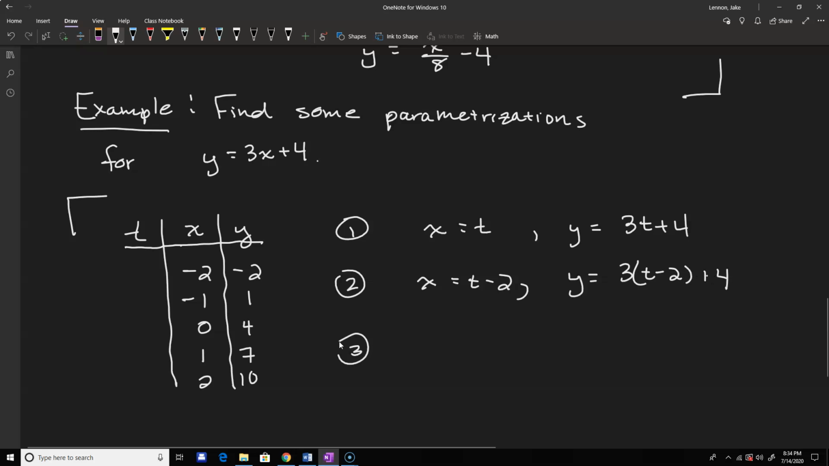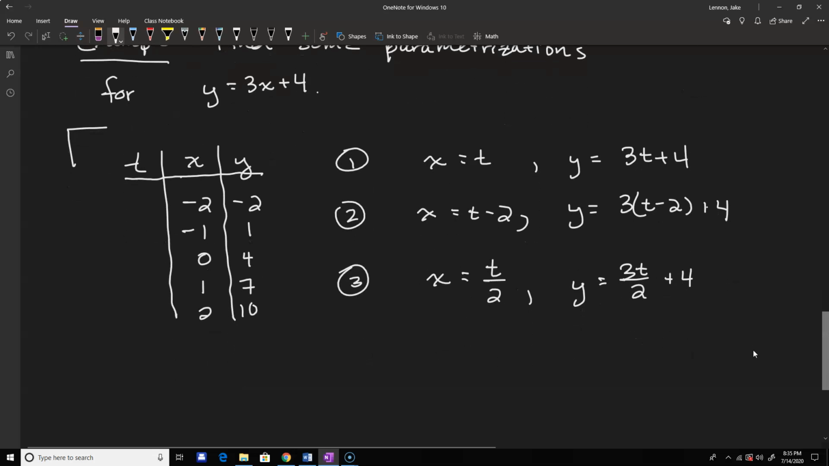What's another example of a linear change? Say we wanted x to move more slowly. So let's say we do t divided by 2. Then what would happen to y? Well, again, we'd just be replacing the t in equation 1 with t over 2. So we'd end up with y equals 3t over 2 plus 4. So those are a few examples of parameterizations for y equals 3x plus 4.